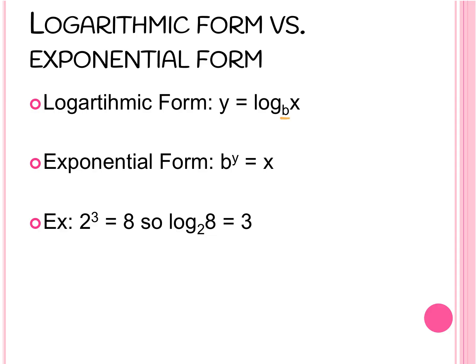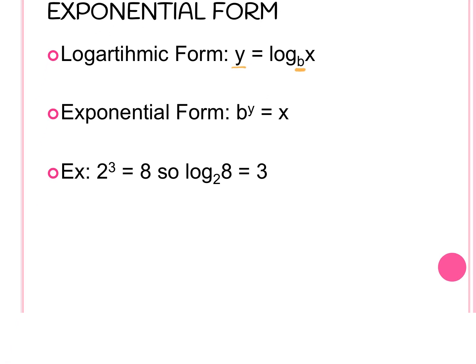We always start with the base. The other two numbers switch position. So here the x is attached to the b, but when we put it in exponential form, it's then going to be the y that's attached to the b, and they switch. So there's an example here. We start with our base of 2, then the 8 and the 3 just switch position. So it'll be log base 2 of 8 equals 3.